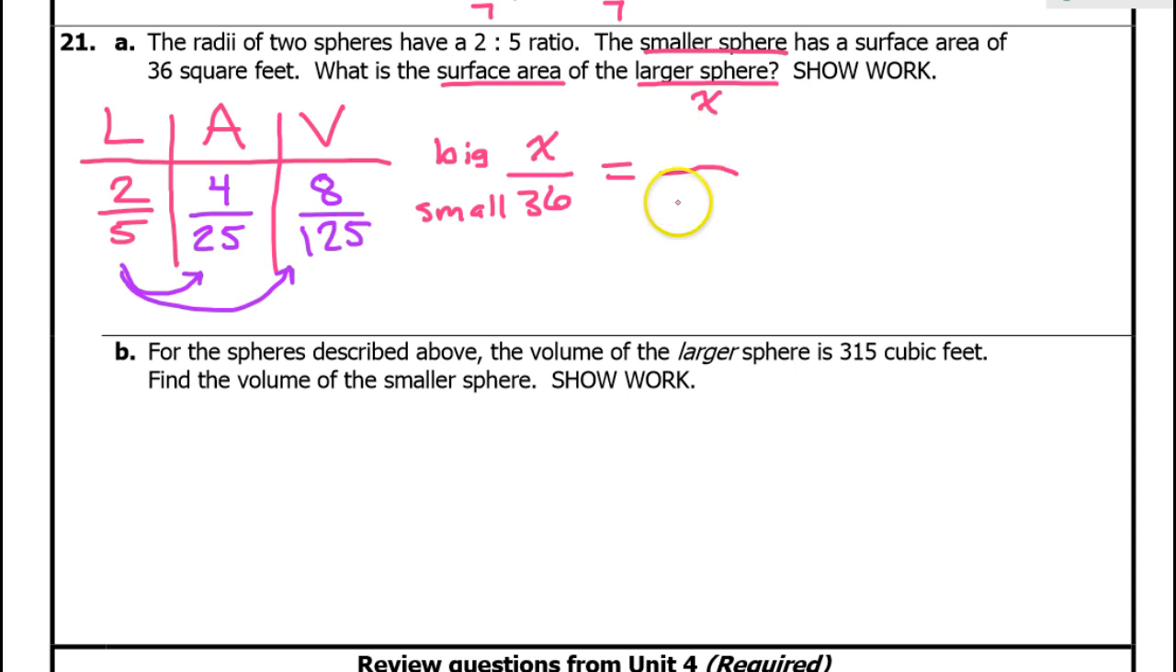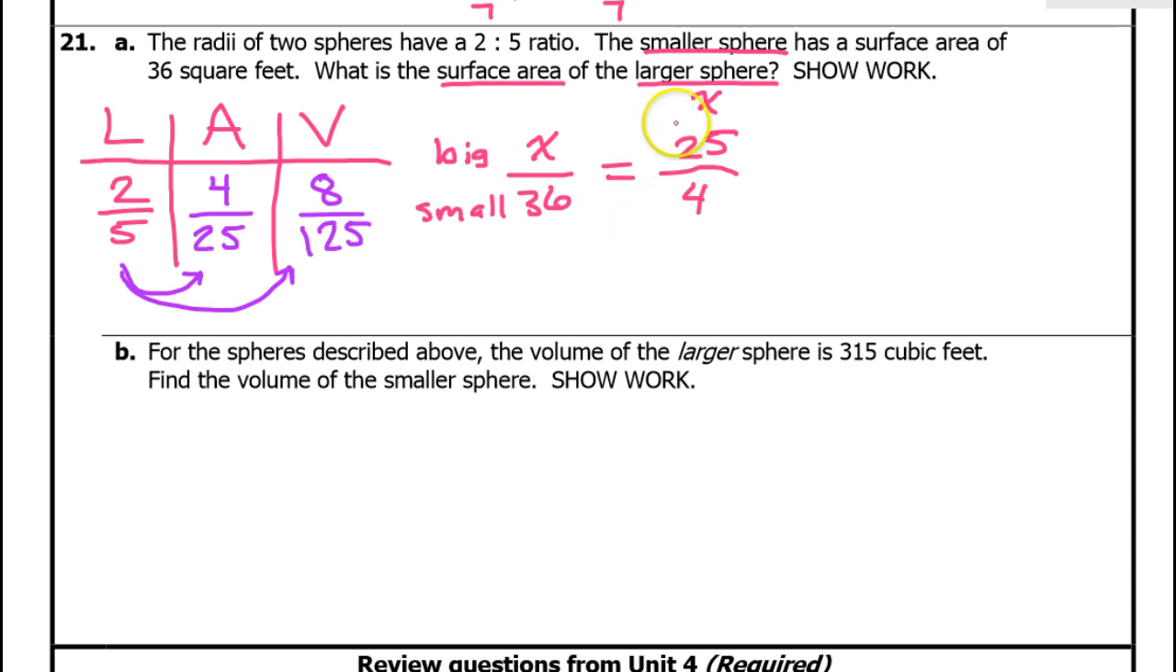Now, the other fraction will come from one of these three scale factors. Which one of the scale factors am I going to use? Well, we're talking about surface area, so we are going to use the area scale factor. Now, will I do 4 over 25 or will I do 25 over 4? As we mentioned a moment ago, we're doing big over small. So that's why we know to put 25 over 4.